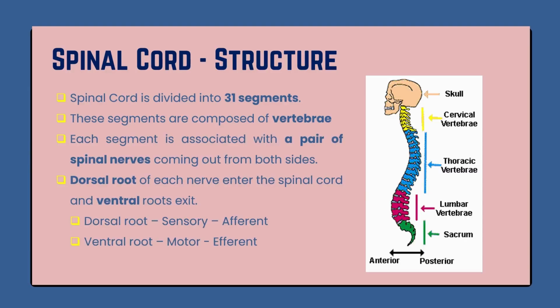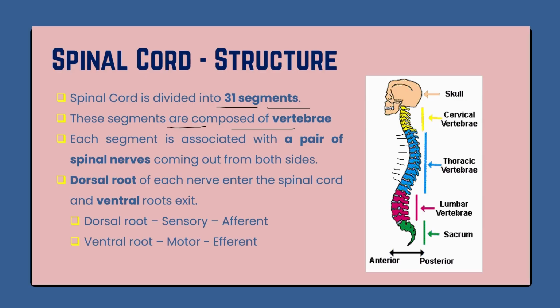The spinal cord is divided into 31 segments. Each of these segments is composed of a vertebra. We know what a vertebra is, right? These are individual bones stacked one on top of each other with a vertebral disc in between them. You can see it here. These are the vertebrae. So there are 31 segments and each segment is composed of a vertebra.